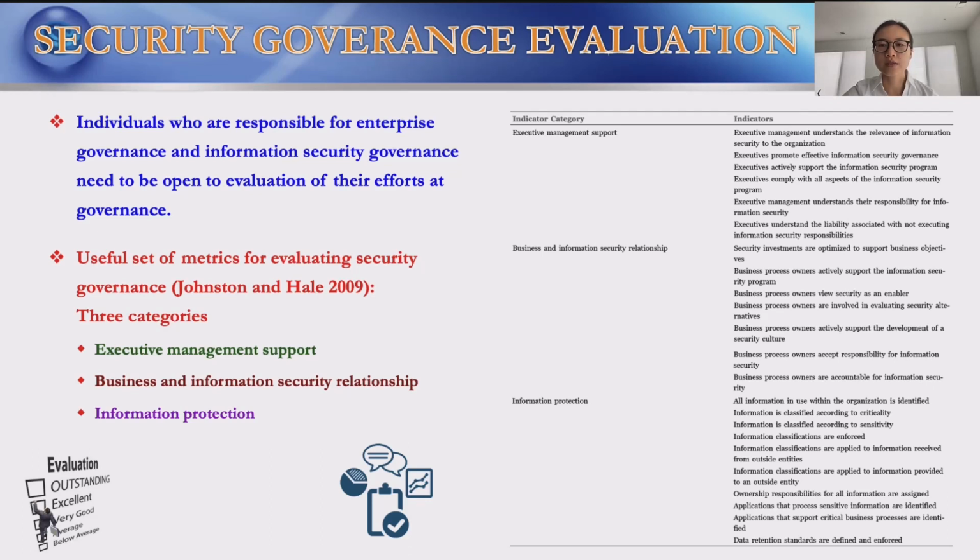The second category is business and information security relationship. An effective security governance program conveys a strong relationship between business goals and information security. When information security is incorporated into the enterprise planning process, employees tend to feel more responsible for security and view security less as an impediment but as an enabler. The last category is information protection. These indicators of security governance effectiveness deal with the pervasiveness and strength of information security mechanisms. These indicators reflect the degree of awareness of information security issues and the level of enterprise-wide preparedness to deal with attacks.